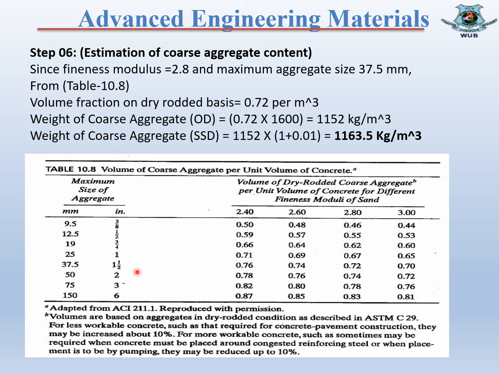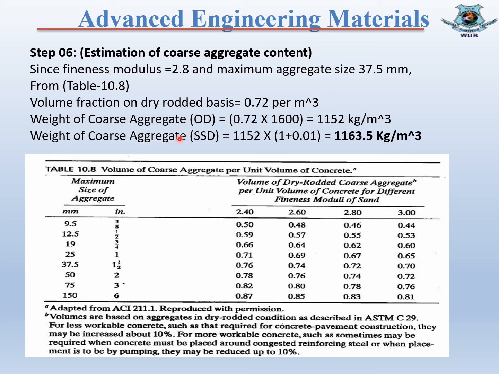So we will search in this row, and the fineness modulus for fine aggregate is given as 2.8, so we will search also in this column. So the dry rodded volume or dry rodded fraction will be 0.72. Here the volume fraction on dry rodded basis equals 0.72 per meter cube. Weight of coarse aggregate on oven dry basis will be this dry rodded fraction times the dry unit weight of coarse aggregate. In the question it is given that the dry unit weight of coarse aggregate is 1600 kg per meter cube. So we got the weight of coarse aggregate on oven dry basis equal to 1152 kg per meter cube.